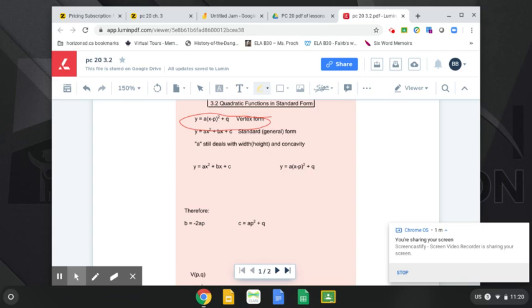Okay. So where I'm starting is looking at quadratic functions in two different forms. One is the vertex form, which we can see right here. And then the standard form, of course, is y equals ax squared plus bx plus c. We're able to use both of these forms in order to find out certain things about our quadratic.